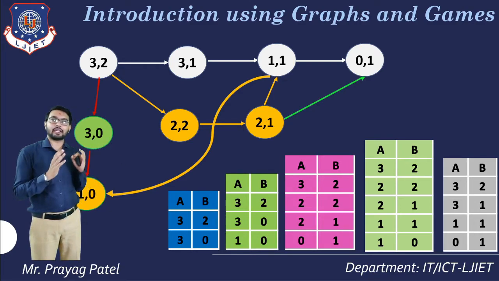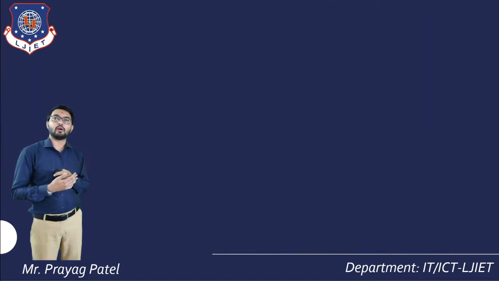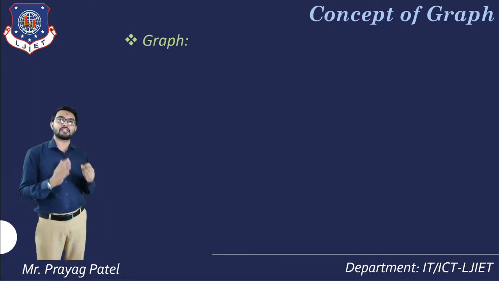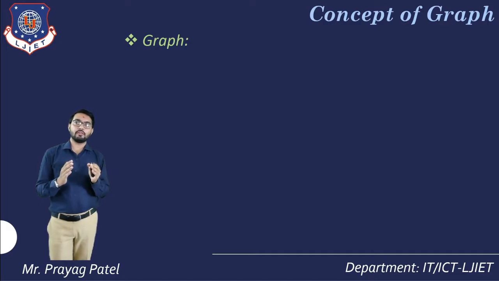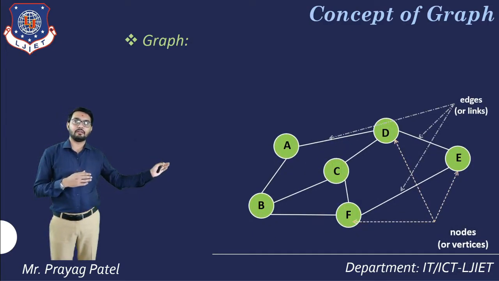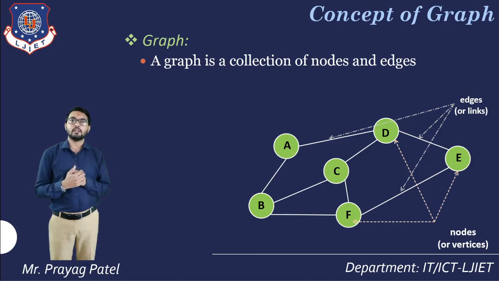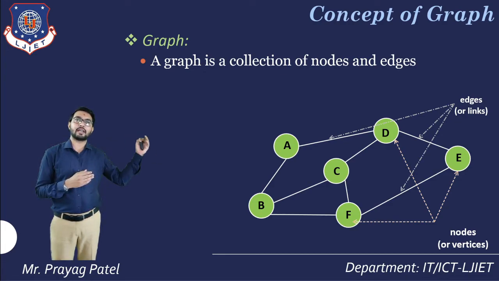So here consider the introduction of graph using game theory. Now consider the next topic, the concept of graph. First we understand what a graph is. Here consider one graph in this figure. Now consider the definition of graph. A graph is a collection of nodes and edges. So here we can say that nodes are vertices, and we can also consider the edges as links.